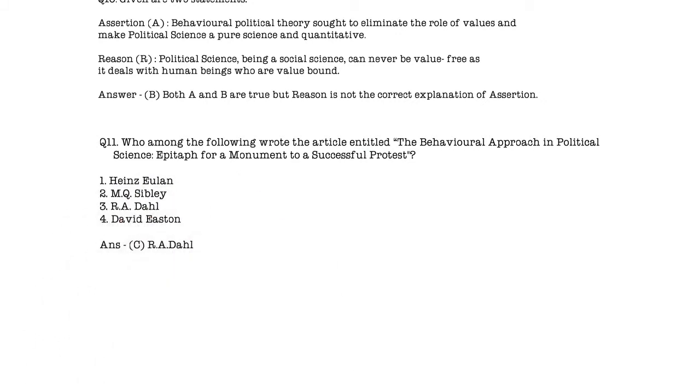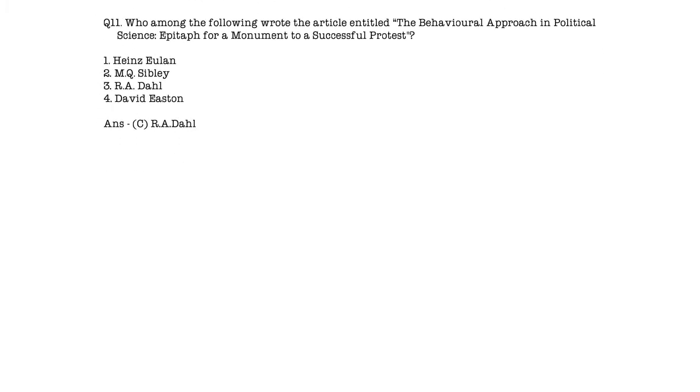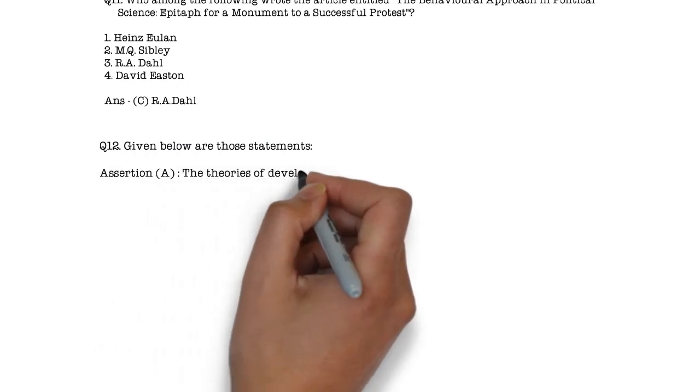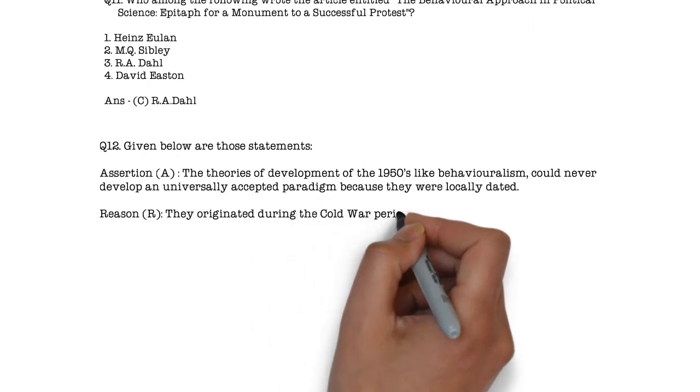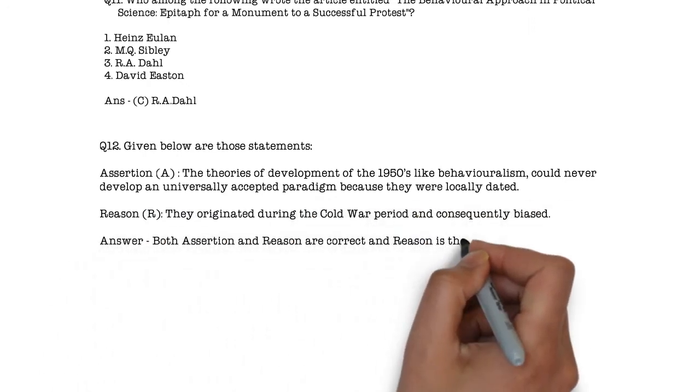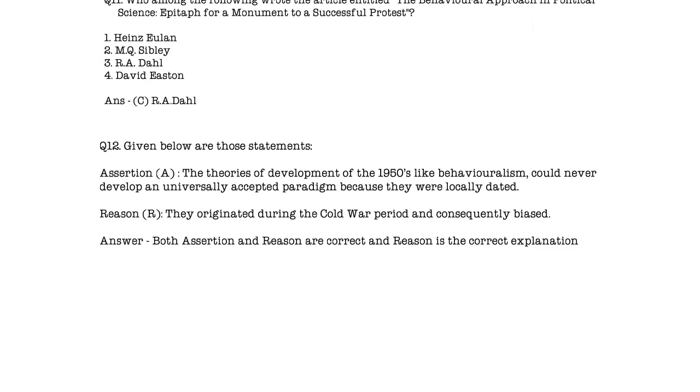Question number 11. Who wrote the article Behavioral Approach in Political Science? The answer would be C, R. A. Dahl. Question number 12. Given below are two statements. Assertion: theories of development of the 1950s like behaviorism could never develop a universally accepted paradigm because they are locally dated. Reason is they originated during the Cold War period and consequently biased. Answer is both assertion and reason are correct, and reason is the correct explanation.